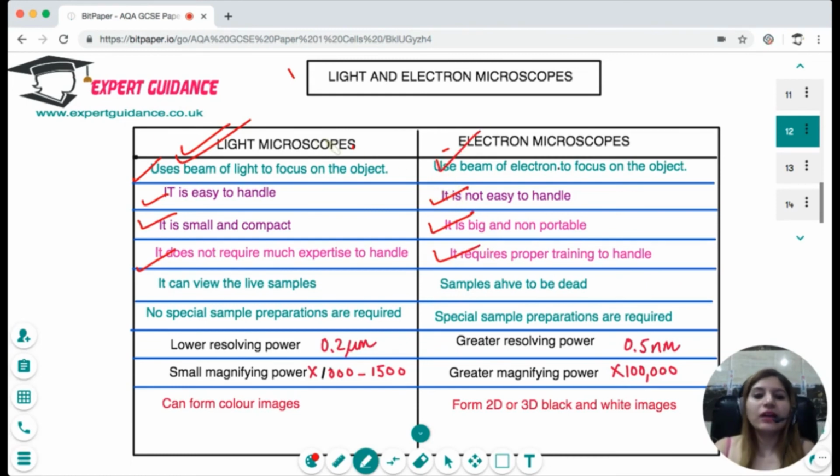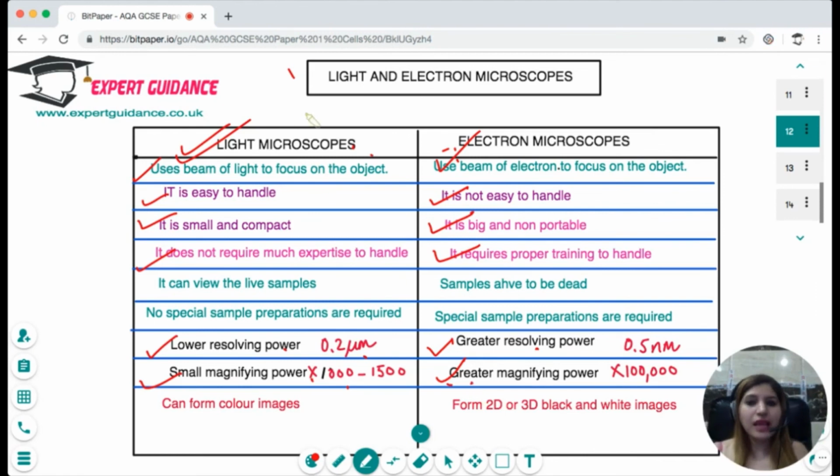Okay. Now, when we use a light microscope, we cannot see the greater subcellular details because the light microscope has a very low resolving and magnifying power. The resolving power is 0.2 micrometer and the magnifying power is just between 1000 to 1500. Whereas the electron microscope has a greater resolving power of around 0.5 nanometer and the magnifying power is around 100,000 times. So it is the electron microscope that has enabled us to see proper subcellular structures like mitochondria, ribosomes, and chloroplast.